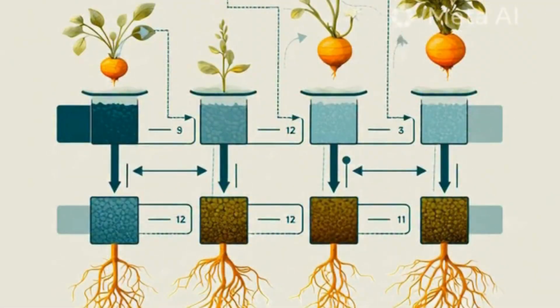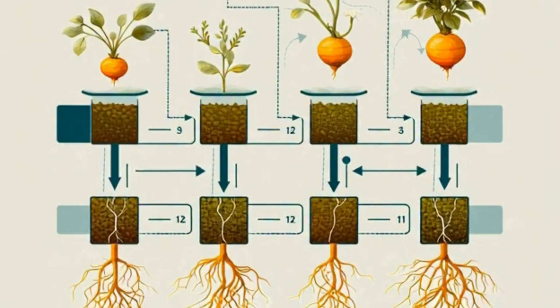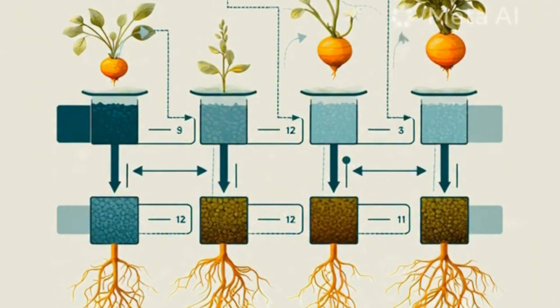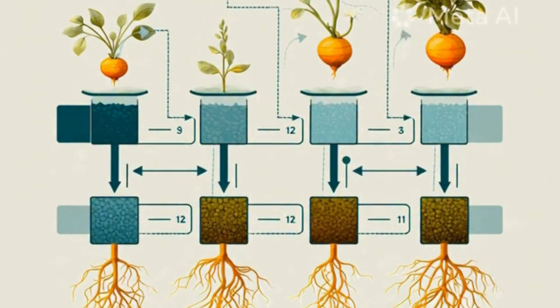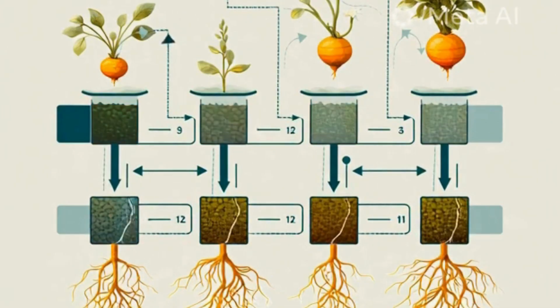Let's revise. Secondary growth increases the thickness of dicot roots. Vascular cambium produces secondary xylem inside and secondary phloem outside. Cork cambium forms phellem outside and phelloderm inside. Together they make the periderm, the plant's protective outer layer. Lenticels help in gaseous exchange. That's the complete process of secondary growth in dicot roots.